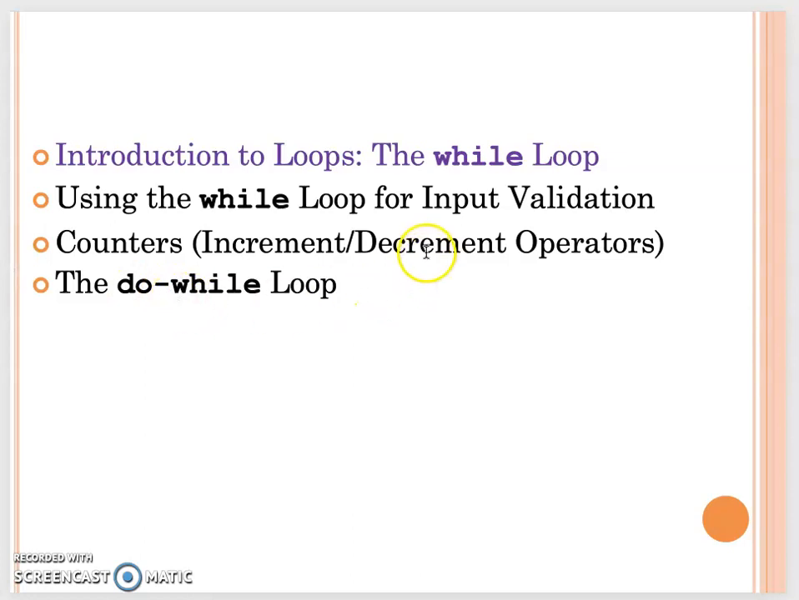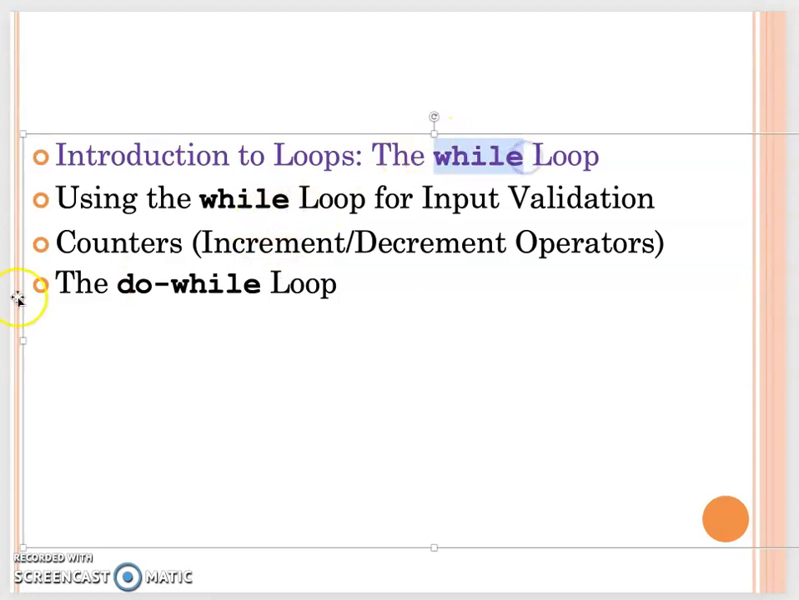This week, we will talk about the while loop and the do-while loop. Next week, we will continue with the for loop and talk about reading and writing to a file. So let's talk about what a loop is. The first example we want to show you is a while loop.